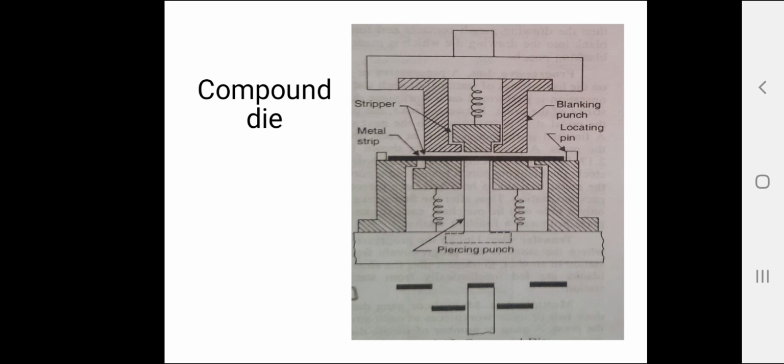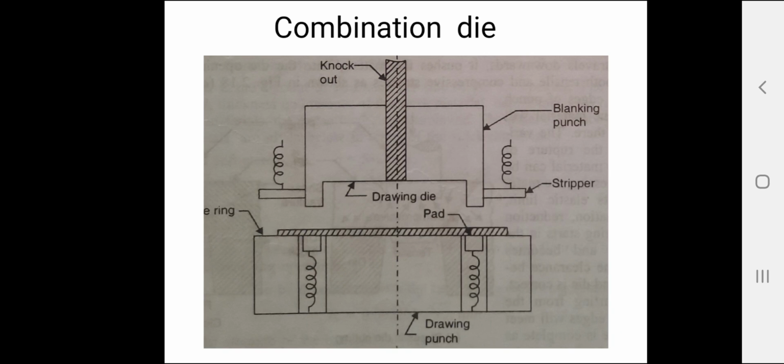It differs from a compound die in that, in a combination die, a cutting operation is combined with a bending or drawing operation. Means here cutting and non-cutting operations are combined. That's why it is called a combination die. The figure shows, I'll show one figure. This is a combination die. The figure shows the working of a combination blanking and drawing die.